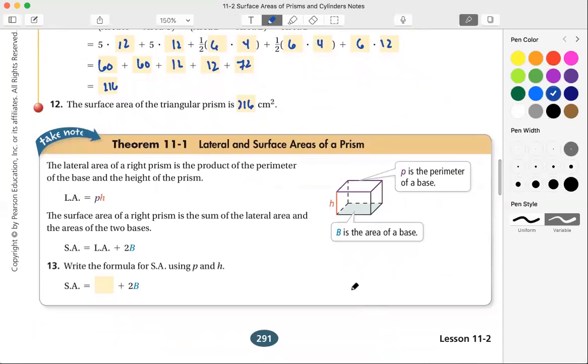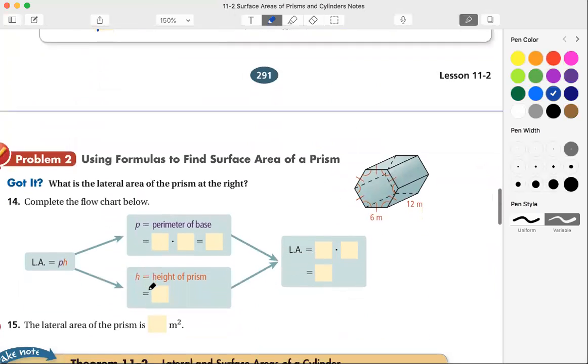To summarize all of this, the lateral area of a right prism is the product of the perimeter of the base and the height of the prism. The surface area of a right prism is the sum of the lateral area and the areas of the 2 bases, so surface area equals lateral area plus 2 times the area of the base. Writing the formula using P and H, surface area is also P times H plus 2B. We can use any of these formulas to find surface area or lateral area. All right, let's use number 2.